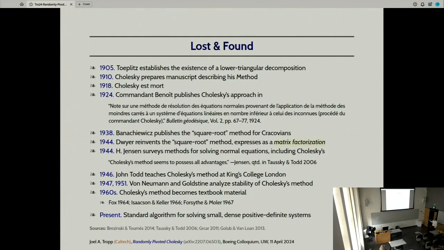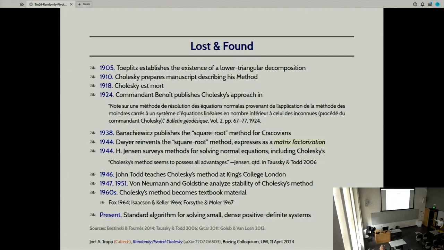And it was analyzed for the first time by von Neumann and Goldstein in 1947 in what's been described as the very first numerical analysis paper. So they showed that Cholesky's method with pivoting is stable in floating point arithmetic. They described it as matrix factorization and invent most of the basic notions in numerical analysis, including conditioning and backward stability in this work.